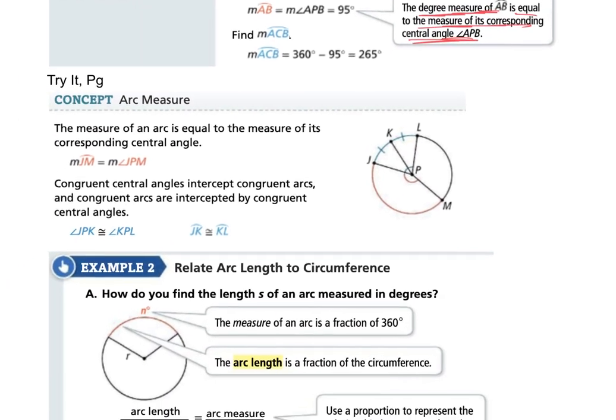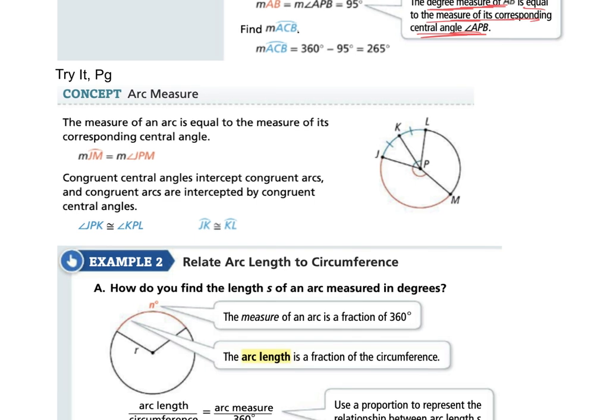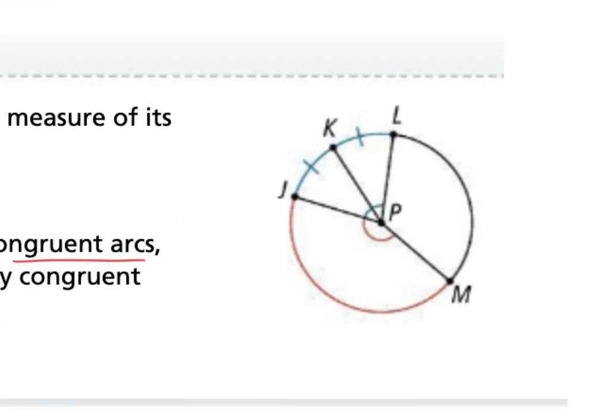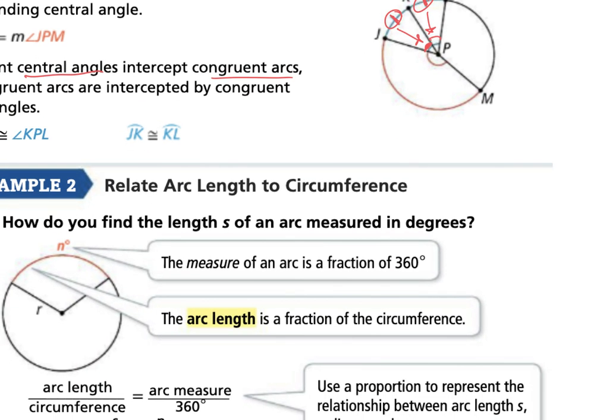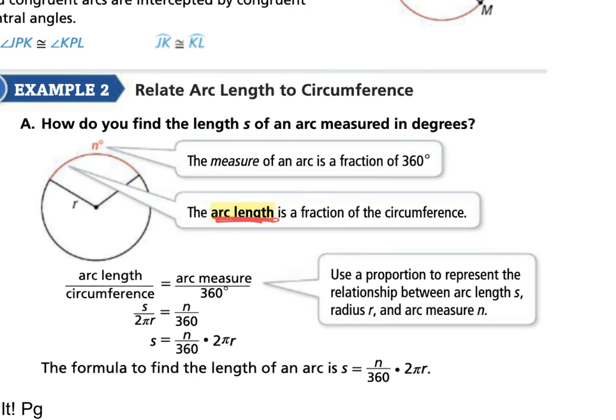So that's what we need to understand about arcs, central angles, and the degree measure of those arcs. Here's the concept: the measure of an arc is equal to the measure of its corresponding central angle. Congruent central angles intercept congruent arcs. So here this angle and this angle are congruent, therefore these arcs are congruent. Or if these arcs are congruent, then those angles are congruent. Now we are going to find the arc length. This is not a degree measure, this is an arc length. We have a degree measure of the arc, and we are going to find the length by using the circumference.